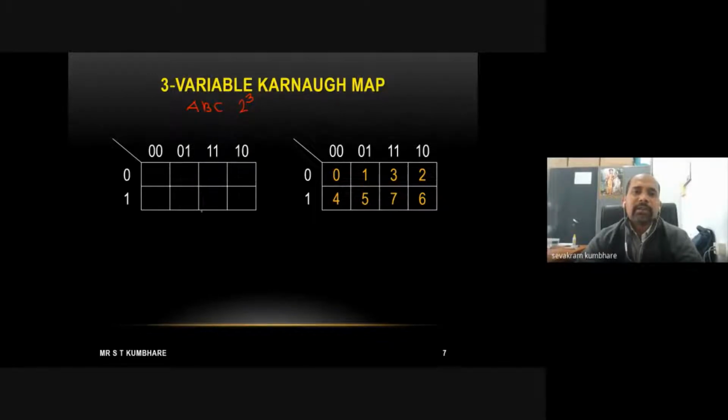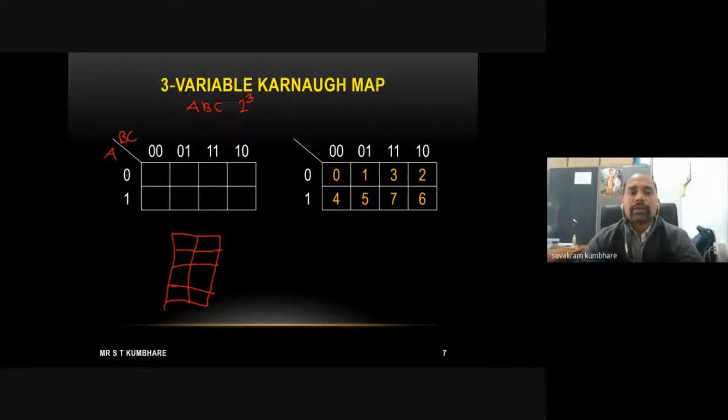So since I have three variables, I can have 8 cells. Now how do we draw 8 cells? Either you can draw like this or you can draw like this also. It doesn't matter, it is just a representation. You can draw like this also. Now if I draw like this, what will happen? I can write down A over here and B and C over here.